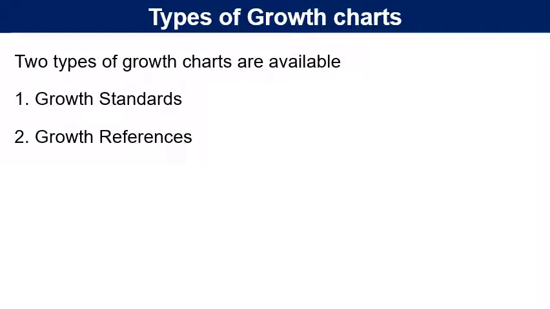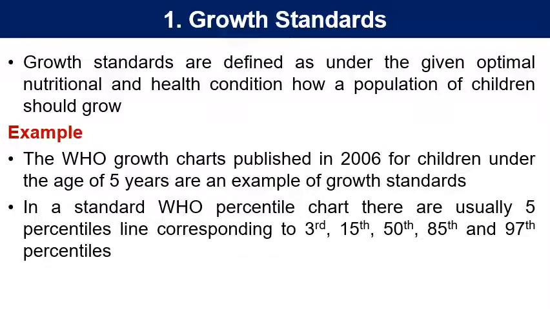And to complete the process, as I told you, the growth charts which we are using can be divided into two types. One is growth standards, and the second is charts based on growth references. Let us see the meaning of growth standards. The growth chart which we are using is defined as how a population of children should grow under optimal nutritional and health conditions. So it has some pre-defined values, and we are expecting the children to fall in that category.